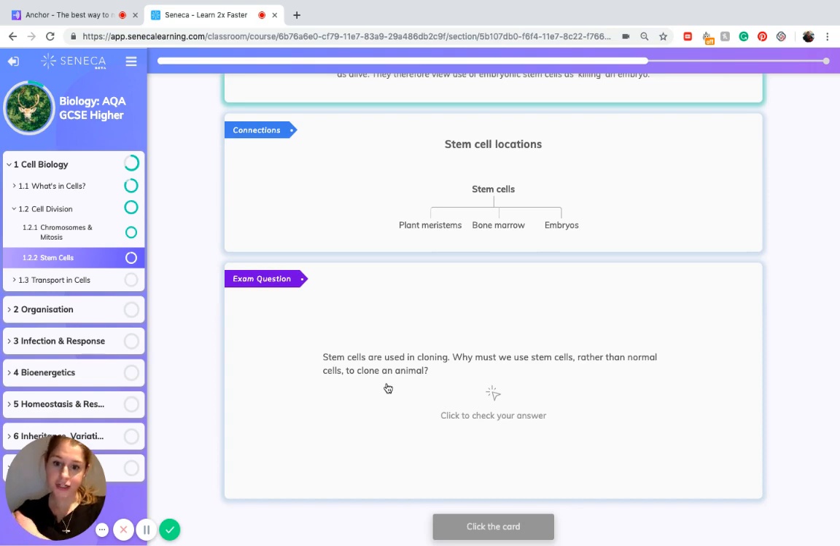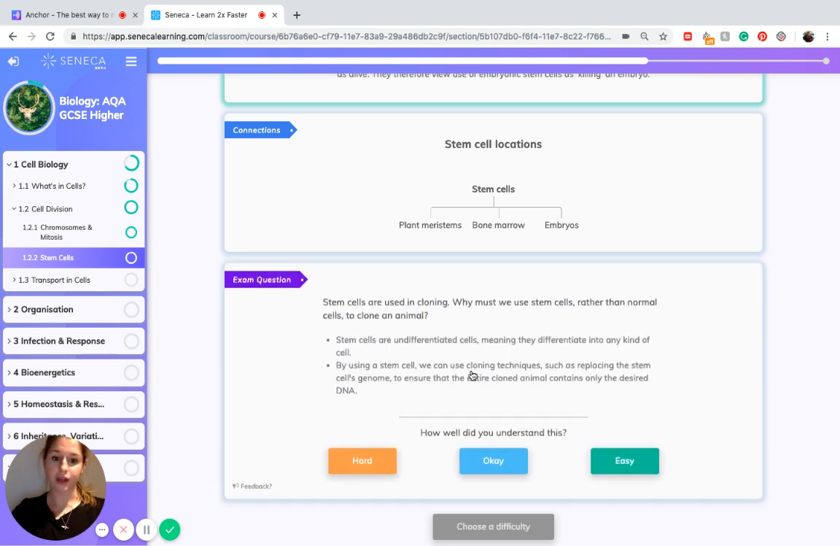So let's consider a potential exam question that might come up. Stem cells are used in cloning, but why must we use stem cells rather than normal cells to clone an animal? A good answer to this would consider that stem cells are undifferentiated cells, which means that they differentiate into any kind of cell. By using a stem cell, we can use cloning techniques such as replacing the stem cell's genome to ensure that the entire cloned animal contains only the desired DNA.